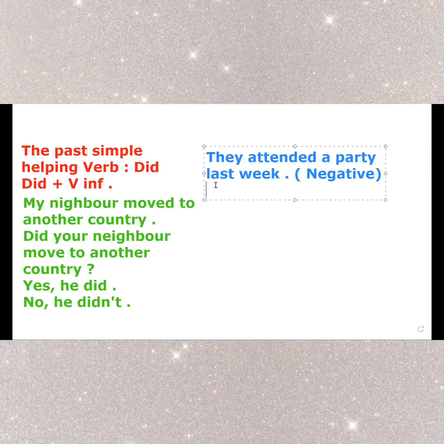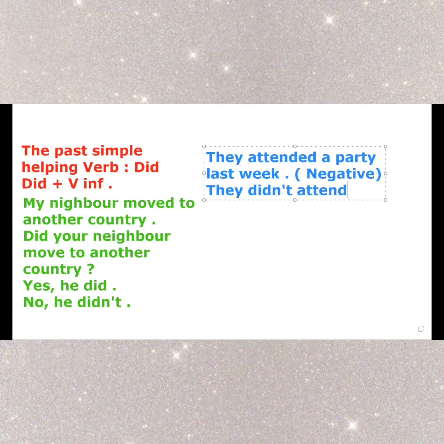You cancel the final ed from the verb. Change into negative means use not. They did not, or didn't in the short form. They didn't. Complete, my dear. They didn't what? Attend a party.